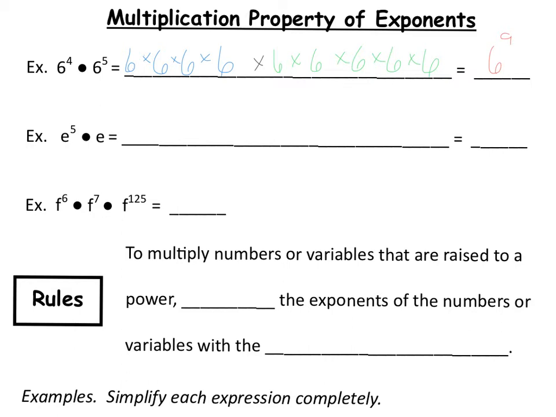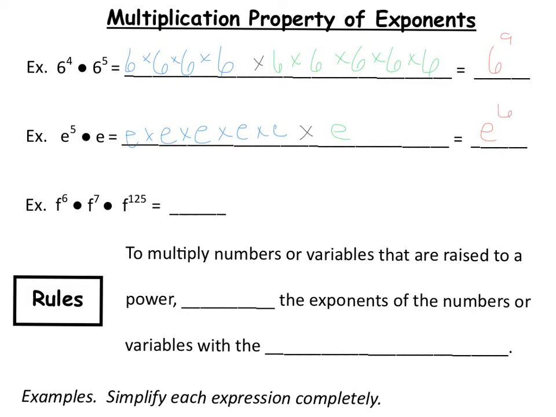Now let's take a look at e to the 5th times e. And in this case, we have to know that there's an invisible 1 right there, that we know is there, but we don't write it. E to the 5th means e times e times e times e times e. And we're asked to then multiply it by e. And that leaves us with e as our base, and the exponent would be 1, 2, 3, 4, 5, 6. So our final answer would be e to the 6th.